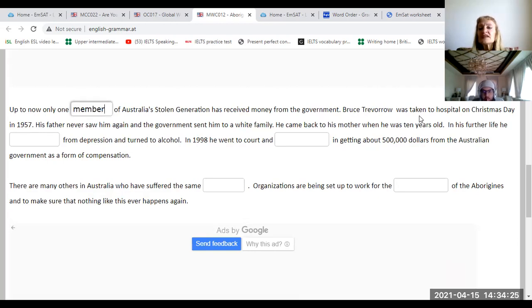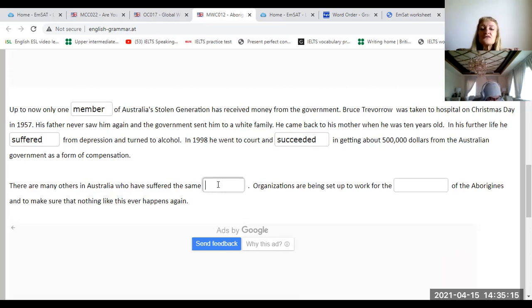Bruce Trevorrow was taken to hospital on Christmas Day in 1957. His father never saw him again, and the government sent him to a white family, and he came back to his mother when he was 10 years old. In his further life, he suffered from depression and turned to alcohol. In 1998, he went to court and succeeded, getting about $500,000 from the Australian government as a form of compensation. There are many others in Australia who have suffered the same.